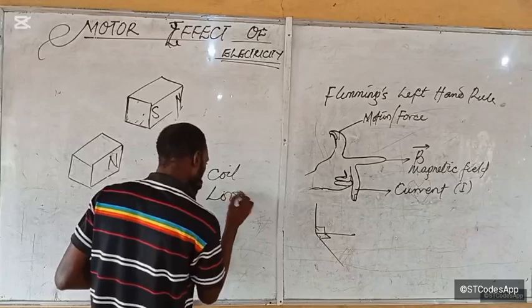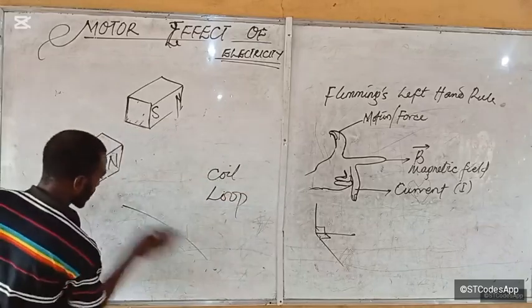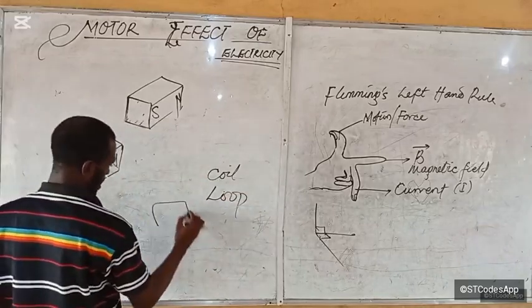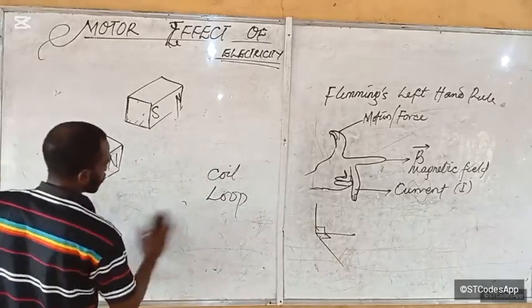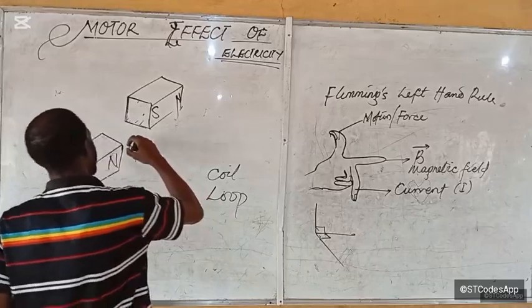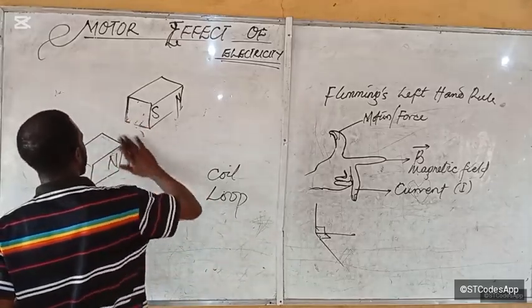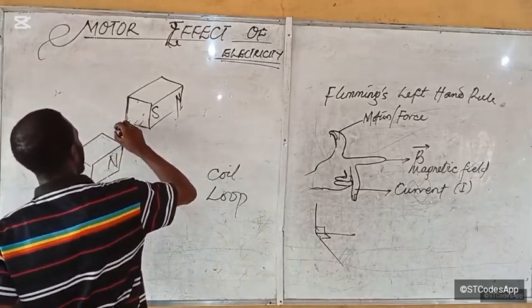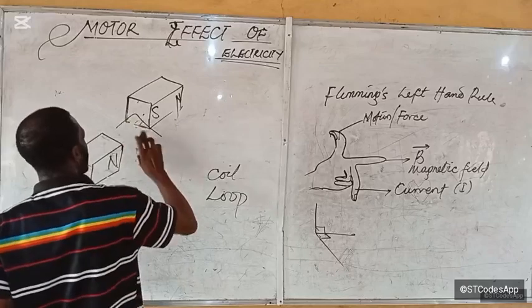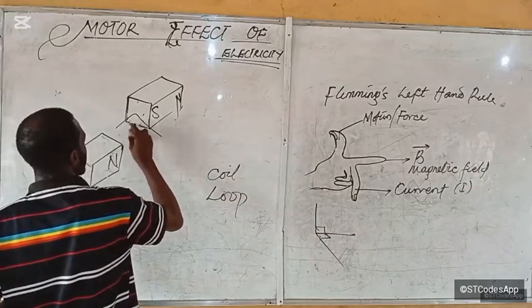So I want to make a loop of my wire now. Let's make a loop that will look like this. This is the typical diagram you see in your textbook. Now the loop is going to be placed in a magnetic field that looks like this. I place my loop in a magnetic field that will look like this.